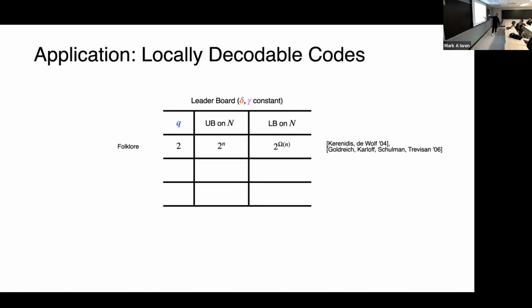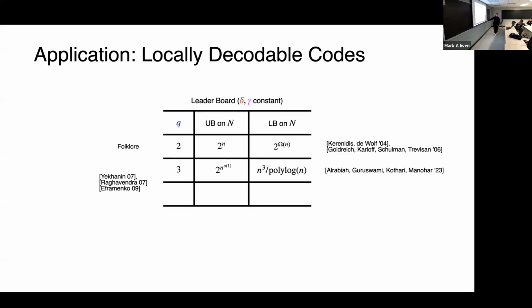Right? So for Q equals 2, I have this exponential encoding length. Should we hope to get anything better for just 3 queries? Why would that make sense? But it turns out that you can do better than exponential. You can do super polynomial, sub-exponential, and this was a breakthrough by Sergei Yekhanin in 2007. He showed a certain construction achieves sub-exponential length. That's the actual rate.